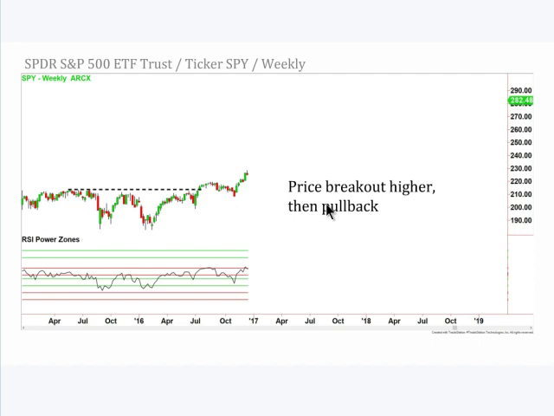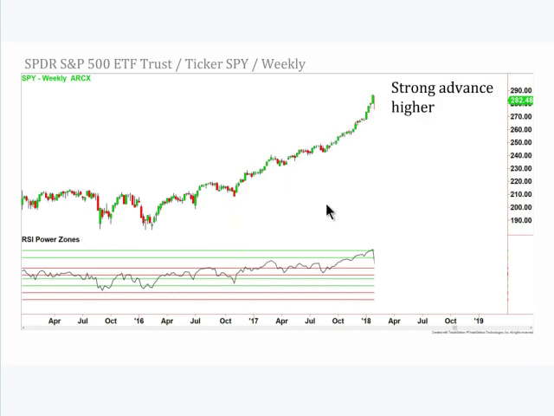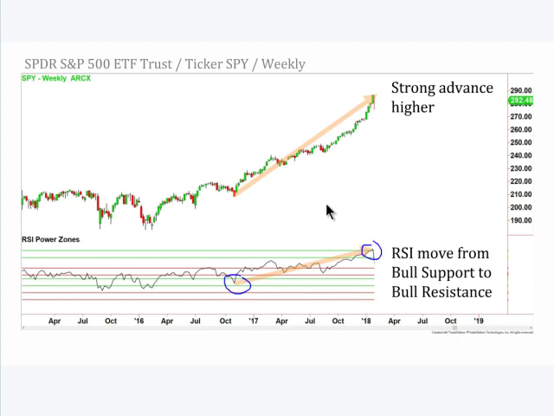Now when it did that, it provided a pullback in price or an opportunity for a return. And that return coincided with the RSI power zones holding the bull support power zone. From there, we had a huge strong advance higher. And that strong advance higher brought price all the way up to whole new levels, and the RSI power zones pushed all the way up to the bull resistance power zone from the bull support power zone. Simply being aware of these zones and monitoring them on your chart as price made this advance in itself would be hugely valuable, and it was to me.